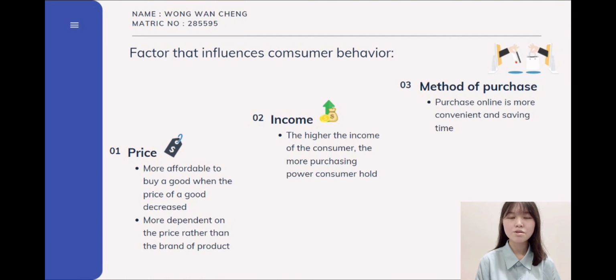Besides that, consumer behavior is also affected by method of purchase, such as purchasing online, which is more convenient and saves time. It can induce more spending from customers. According to Steve Ferret, if a seller wants to know how to sell more, it is important to know why the customer buys. Therefore, understanding consumer behavior is essential for an organization to find success for its current goods as well as new good launches.